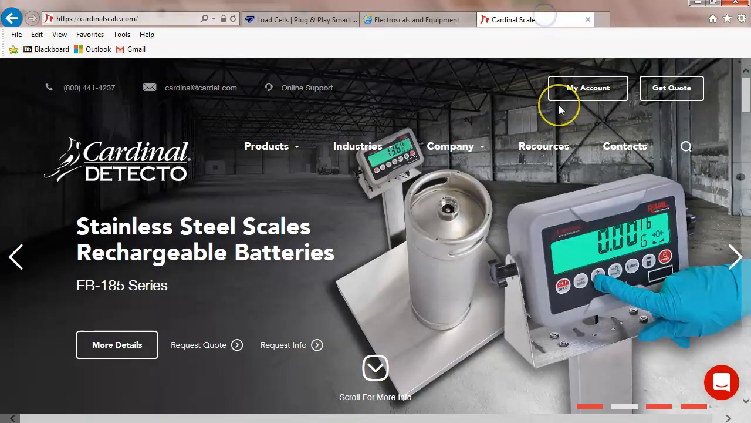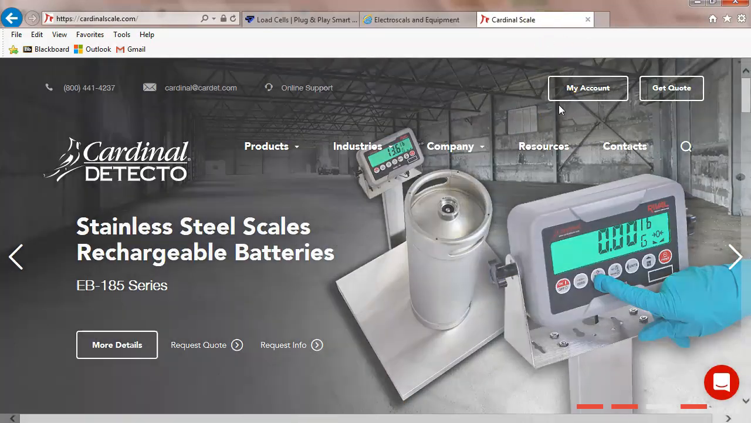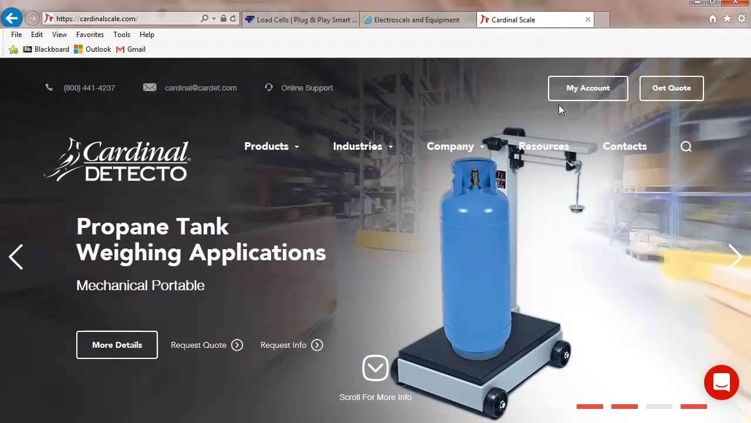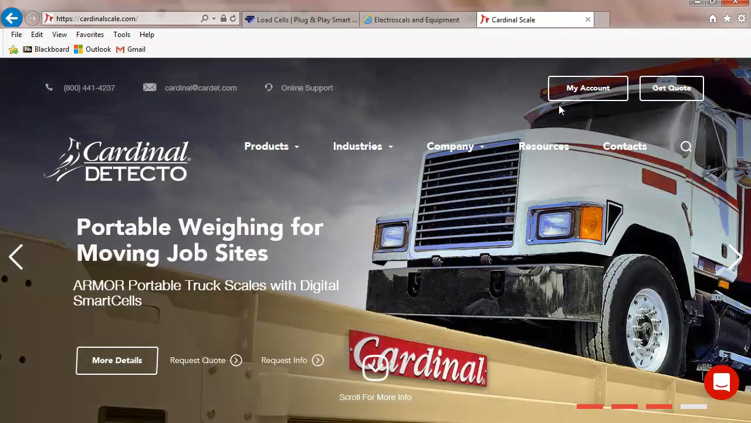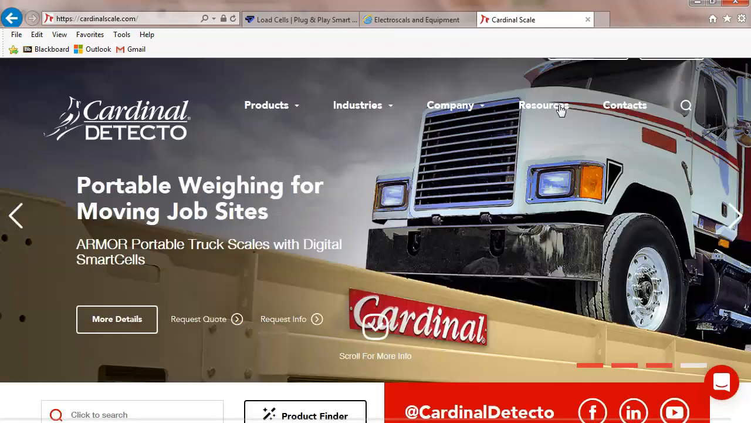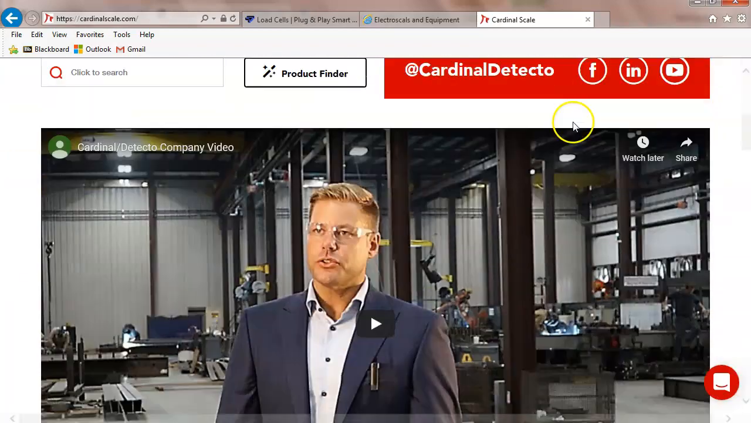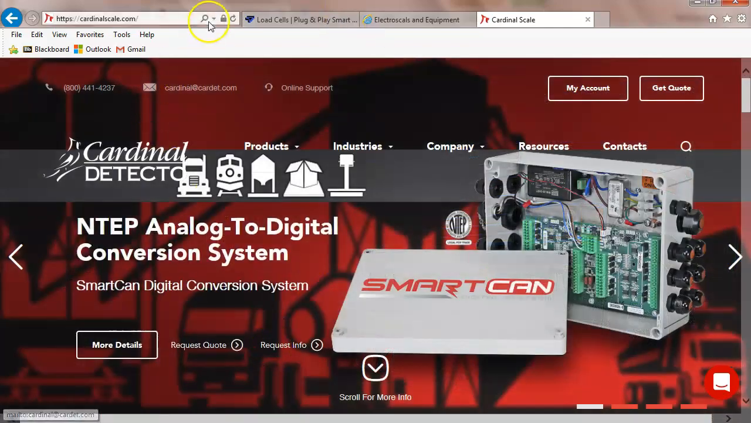And then Cardinal Scales. This is up in Joplin, Missouri. I went to the plant, which is pretty neat. Almost got snowed in up there.